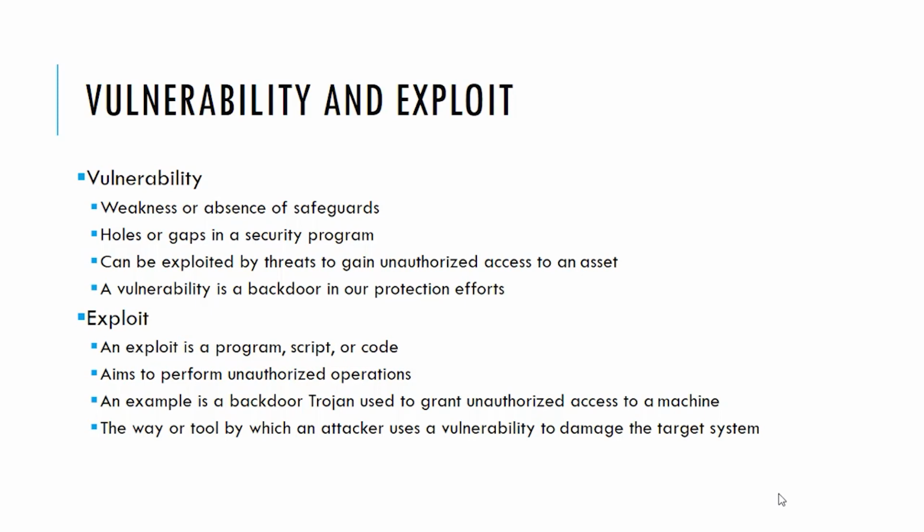Exploit. An exploit is a program or script or code that is targeting a vulnerability. It aims to perform unauthorized operations. An example of an exploit is a backdoor Trojan used to grant unauthorized access to a machine. An exploit is the way or a tool by which an attacker uses a vulnerability to damage the target system.